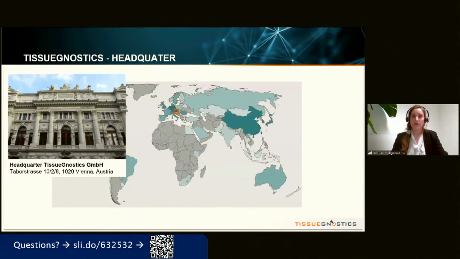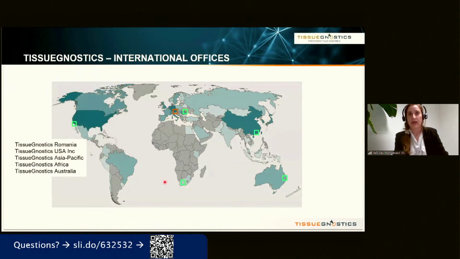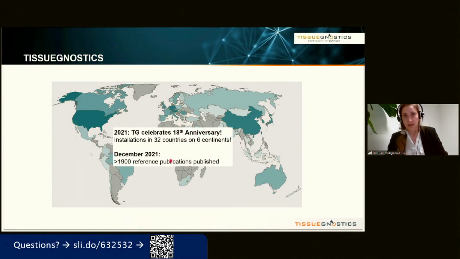So our headquarters is in Vienna, in the 2nd district. Let me get my pointer. In this very beautiful building here. And we also have subsidiaries in Romania, in China, in Australia, in South Africa, and also in the USA. In 2022, TissueGnostics is celebrating its 19th anniversary. And at the moment, we have installations in 32 countries on 6 continents.